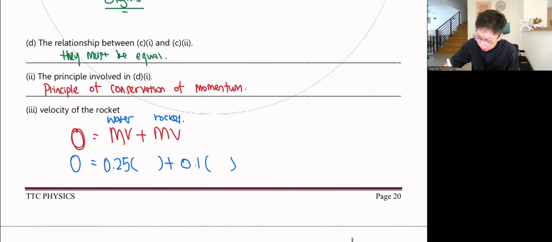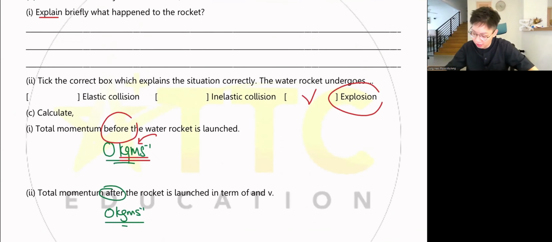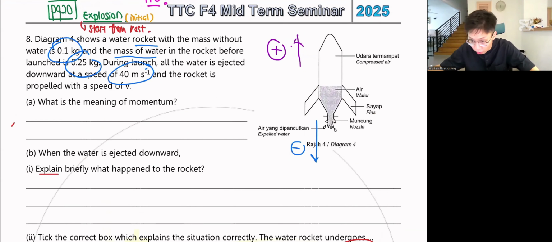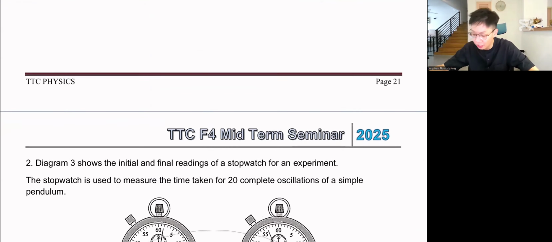Okay, I want everybody to see here. Do you know why I put negative 40 meter per second? Because they tell me very nicely that this thing is launched down. So if it's downward, I put negative, so that if the water goes down negative, then later I calculate my rocket will become positive. It's a backward momentum, an opposite direction, right?